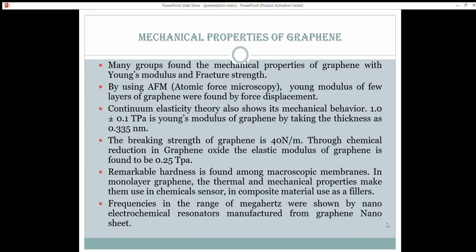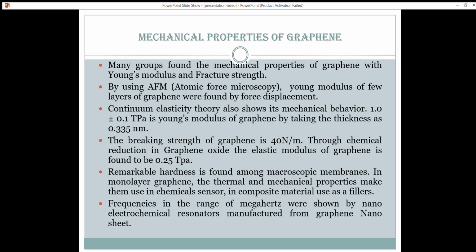Next, we will see the mechanical properties of graphene. What are the mechanical properties of graphene, which include its Young modulus and also the fracture strength, and by which characterization technique are they calculated? So many groups found the mechanical properties of graphene, Young modulus and fracture strength. By using AFM, atomic force microscopy, a characterization technique, we found the Young modulus of few layers of graphene by the force displacement method.